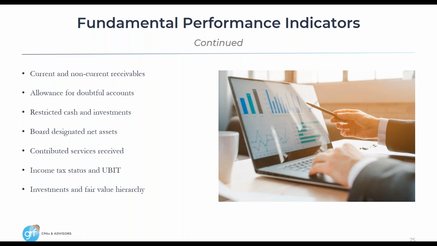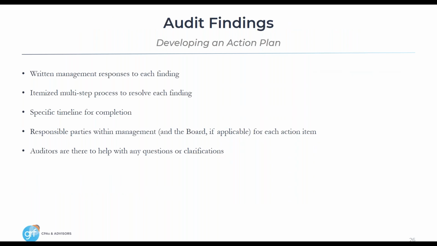UBIT, unrelated business income tax. As a result of the tax law that came into effect from 1st of January 2018, many nonprofits that were not previously subject to UBIT are now having to pay tax on employee transportation benefits. So if that's material, it will certainly be disclosed, the amount will be disclosed, but that's something you should be aware of, whether your nonprofit is subject to that tax provision. And investments and fair value hierarchy we spoke about before in terms of the components of investments and whether they are actively traded. Audit findings.